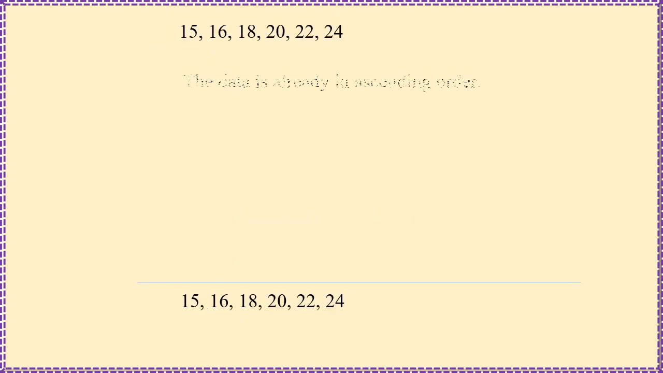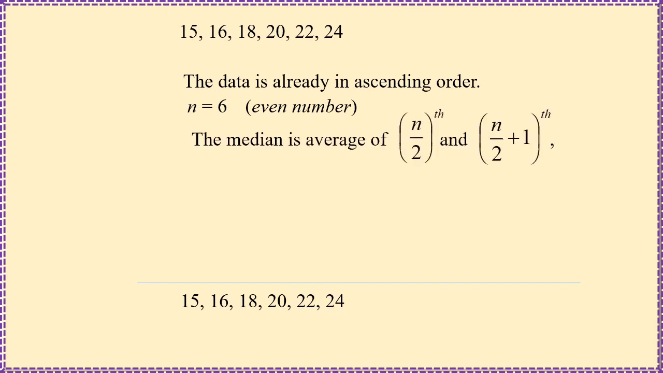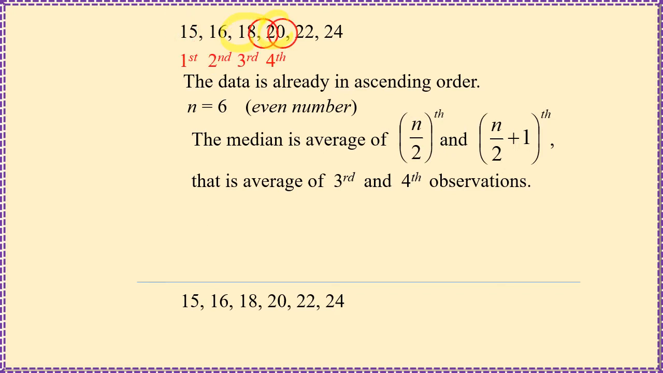And then for the median, what we need to do is to arrange. But now our data is already in ascending order, and the n is 6, which is an even number. So what we need to do is to find the average between the middle data, which is the n over 2 and n over 2 plus 1. So n over 2 is 3, n over 2 plus 1 is 4. So find the average between the third and the fourth observation, which are 18 and 20. So the median is equal to 18 plus 20 divided by 2, which is equal to 19.